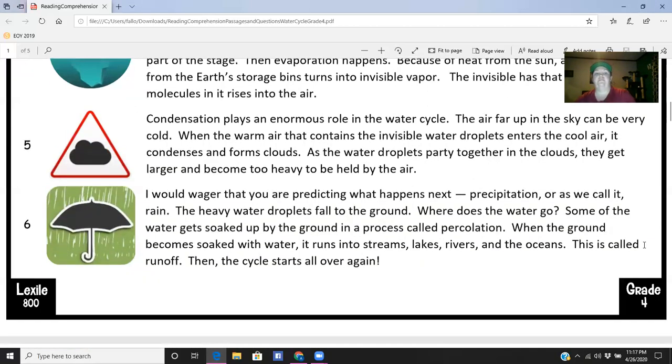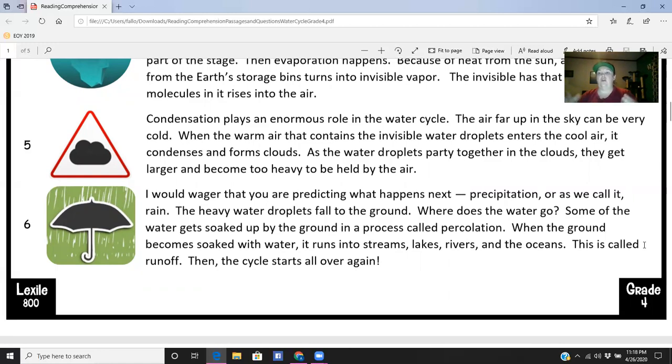Paragraph 6. I would wager that you are predicting what happens next. Precipitation, or as we call it, rain. The heavy water droplets fall to the ground. Where does the water go? Some of the water gets soaked up by the ground in a process called percolation. When the ground becomes soaked with water, it runs into streams, lakes, rivers, and the oceans. This is called runoff. Then the cycle starts all over again.